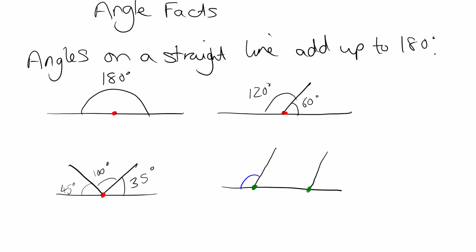So the first one, let's say that's 80, then this will be 100. And if this is 70, then this is going to be 110. So we've got two different points, so we've got two lots of 180 there. Okay. Right, let's go through an example.